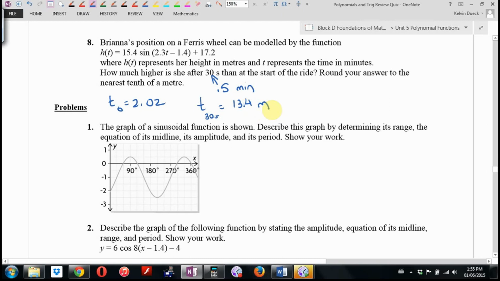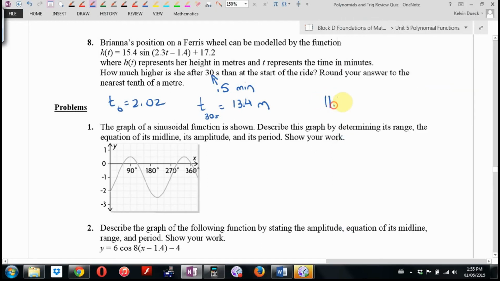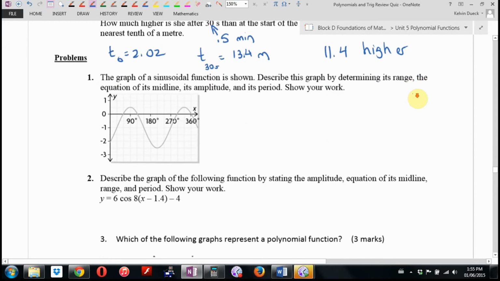How much higher are you than when you started? 13.4, take away 2.02. You're about 11.4 meters higher. I'm not going to give you one quite that lengthy, but I would have no problem giving you an equation and asking you to apply it. Okay?